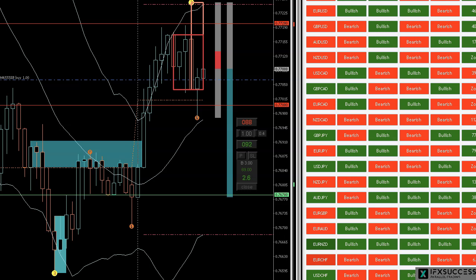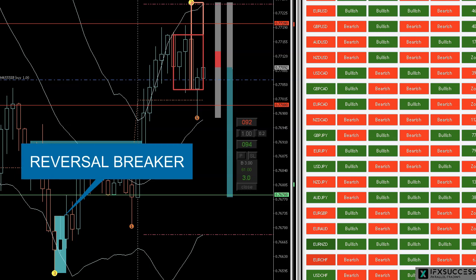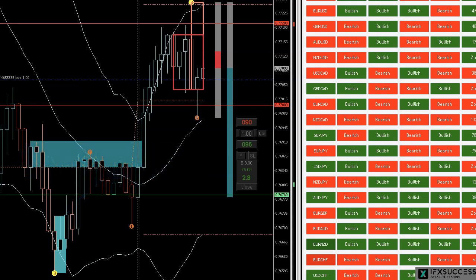And let's talk about the new breaker that we're going to have. It is going to be the reversal breaker. And why is it the reversal breaker? It's because sometimes reversal entries are the ones that actually give us the most, right?